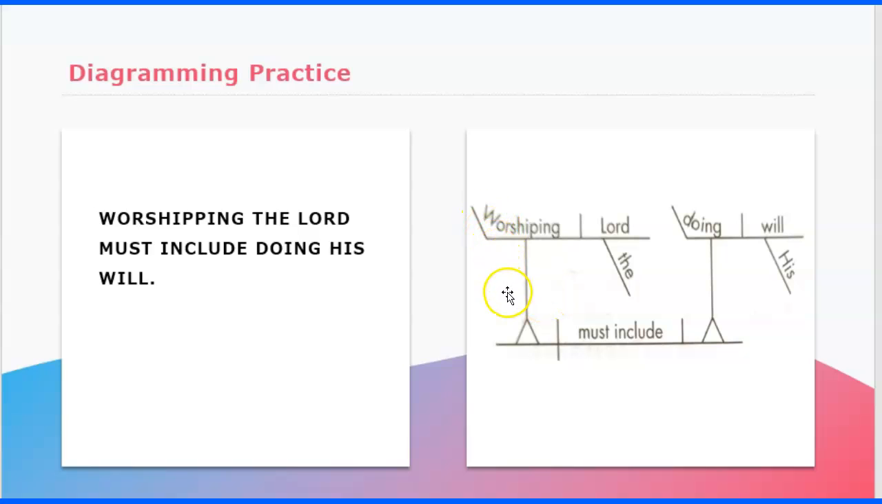So we have 2 diagrams, worshiping the Lord. There's your first ing. Here's our second ing. So worshiping what? Worshiping Lord. And then the word the. Doing his will, doing what? Doing will. And down here's our modifier. So we actually have a pedestal Pete and his brother pedestal Paul is joining us. And with the verb must include right in between.